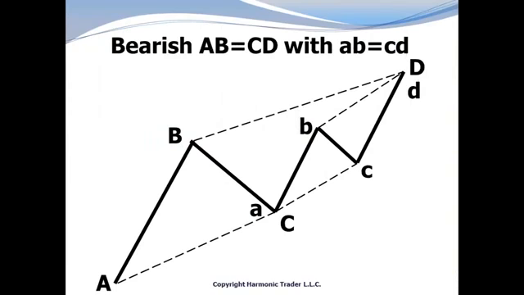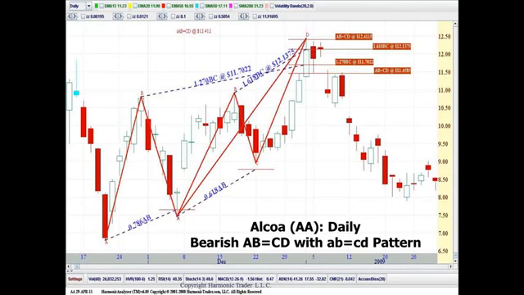Bearish AB equals CD with a smaller ABCD. Again, we're looking at a large ABCD pattern with a smaller AB equals CD in that large CD leg. On this daily chart of Alcoa, we see an excellent example of multiple ABCDs converging in the precise area to mark the harmonic resistance.